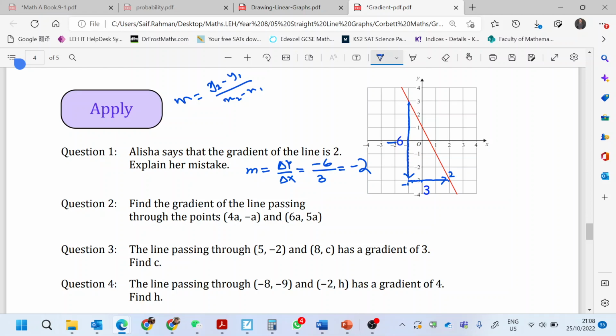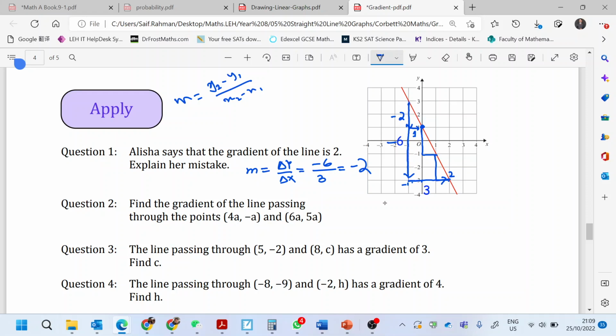And in the same way you can take any 2 points. Even if you take this point and this point, it still stays the same. You see, from this point to this point it's minus 2, and from this point to this point it's the same. If you take this point to this point, it's the same. So for any 2 points on this line, if you calculate, the gradient should be the same.